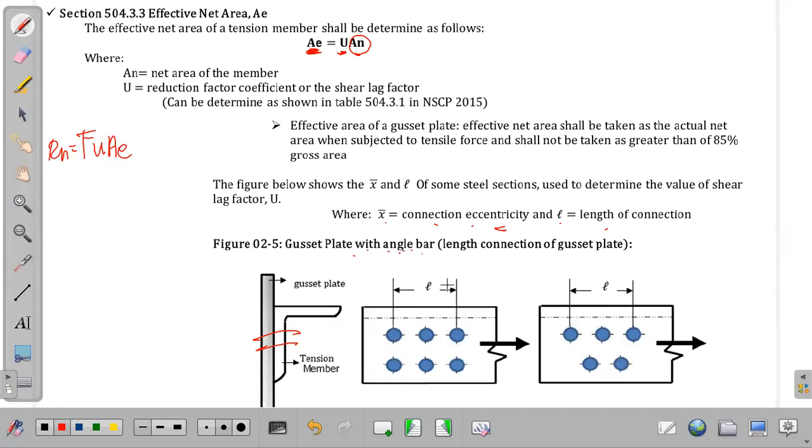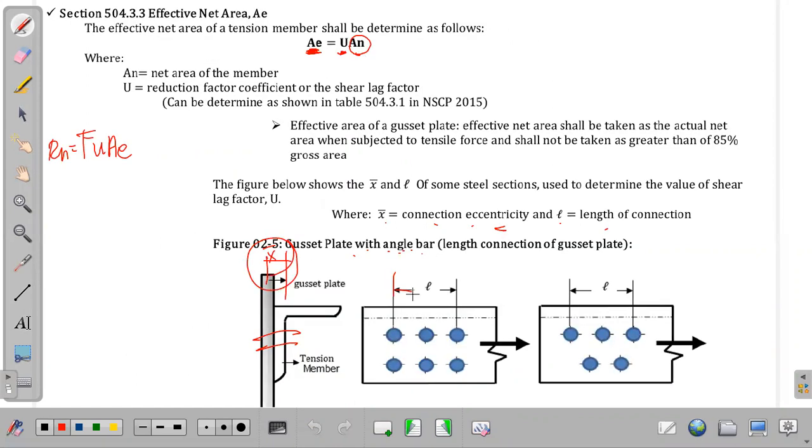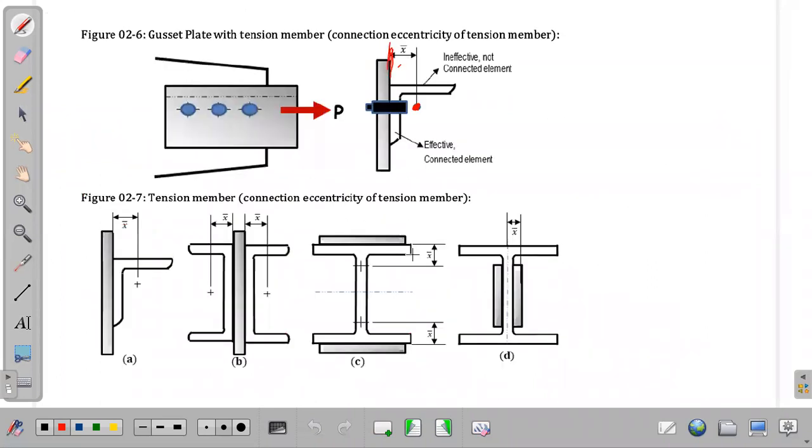Okay? So, pagka gusset plate with angle bar, ito yung L natin. Ano yung magiging X bar natin? Yung connectivity. Okay? So, ito yung magiging X. So, given yan, diba ito? Yan. Centroid. Papunta dito. So, given yan sa steel manual. Okay? So, yan yung L. Ito yung L sa plate. Yung distance nung edge. Center to center nung edge na yung dulo to dulo na hole. Yan yung L. Center distance dulo to dulo. Yan yung L. Yung X bar, ito yung X bar. So ito yung centroid mula dito. Yan yung X bar. Okay? So meron tayo dito pagka-angle, yan yung X bar. Pagka dalawang channel na back to back, yung X bar natin, ito.